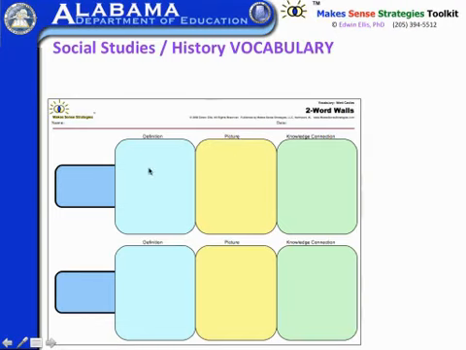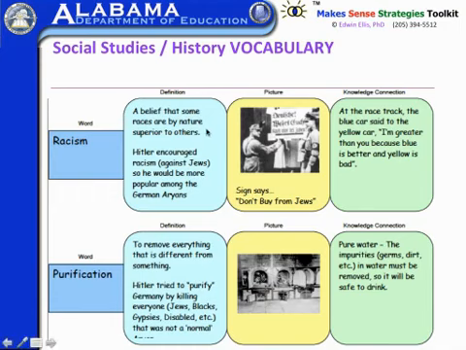Let's say the word is racism. The definition is a belief that some races are by nature superior to others. Some details: Hitler encouraged racism against the Jews, and so he would be more popular among the German Aryans. In this case, the picture was imported, and the sign says, "Don't buy from Jews." It's illustrating the Nazi racism. Knowledge connection: at the racetrack, the blue car said to the yellow car, "I'm greater than you because blue is better and yellow is bad." So that's the student's knowledge connection. It's a little bit strange, but it is a knowledge connection from the student.